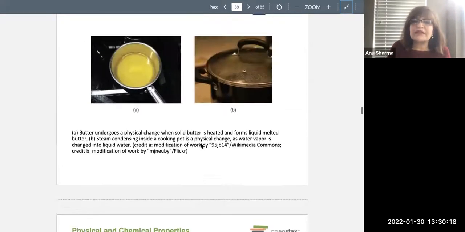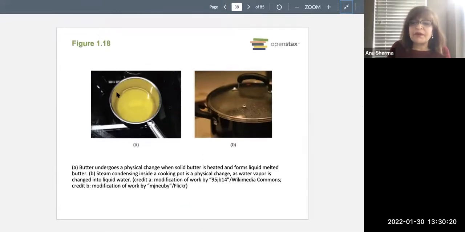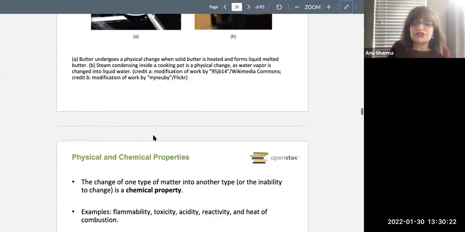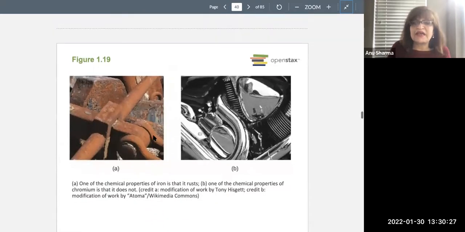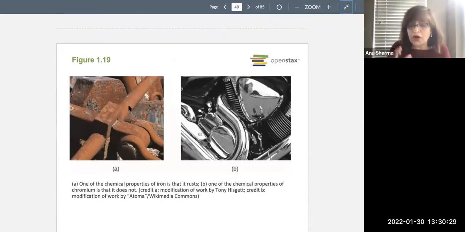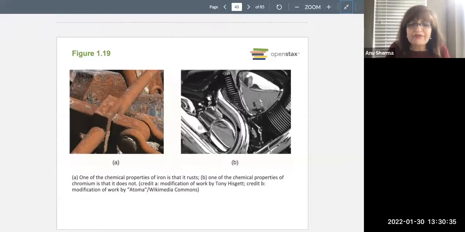So for example, here you see this butter. Physical change and chemical change we will look at in a minute, but here you see iron, which when it combines with oxygen causes rust. But on the other hand, we have chromium. It does not react with oxygen. Steel does not react with oxygen. Gold does not react with oxygen.